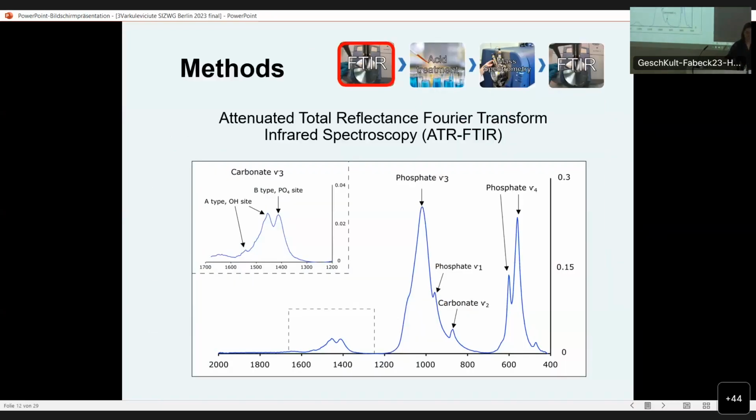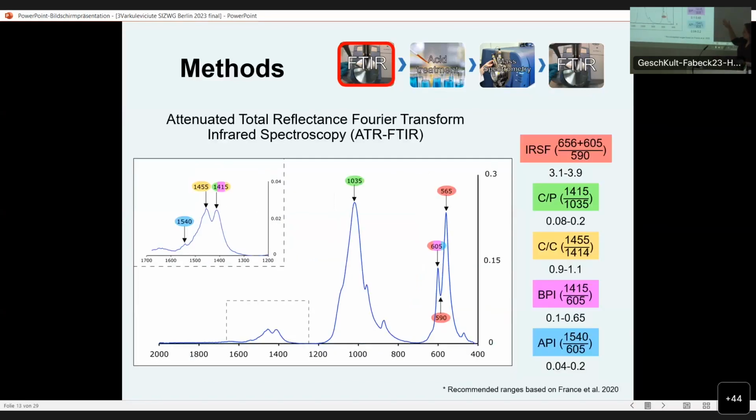What did we do? As a pre-screening, we used ATR-FTIR, for people that are unfamiliar with that. We tested the samples prior to treatment to look at any diagenesis, and also post-treatment to assess any changes done by the acid treatment. And on the right, you can see all of the parameters that we have used, as well as their corresponding peaks on the FTIR spectrum.